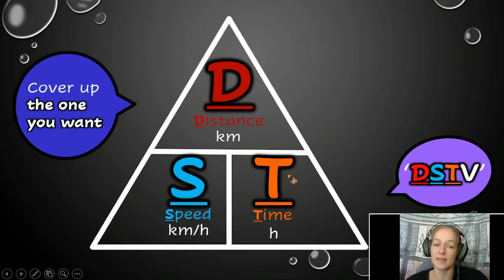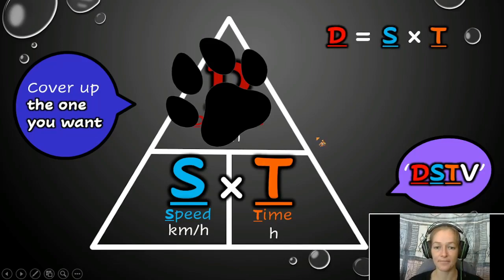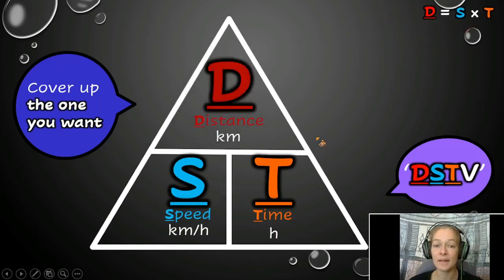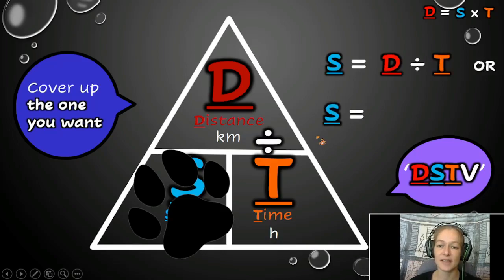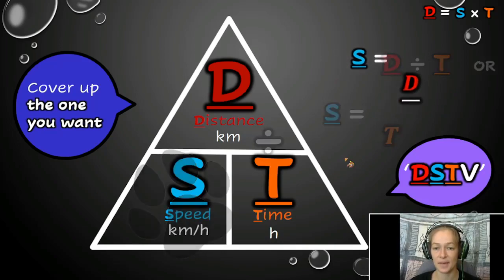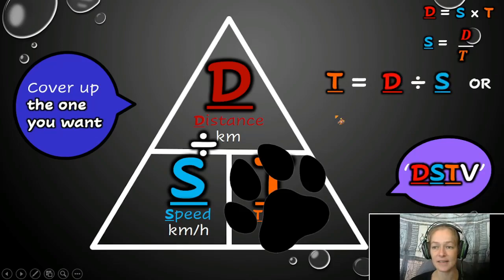Okay, now how do we use it? So what you're going to do is you're going to cover up the one you want, and the two left over will tell you. These two being next to each other looks like a multiplication, and it is. Speed times time. If you want speed, cover up the S, and d over t, or d divided by t, is going to give us your speed, which makes sense, meters per second. Okay. For time, you cover up the t, and you get d over s.